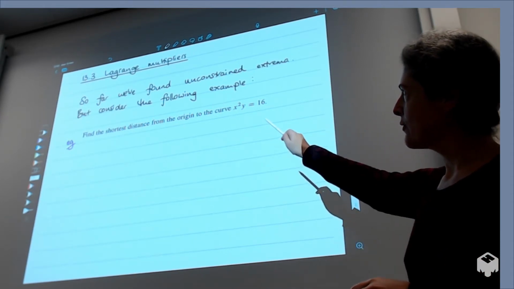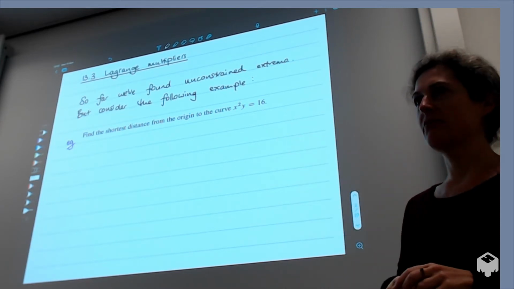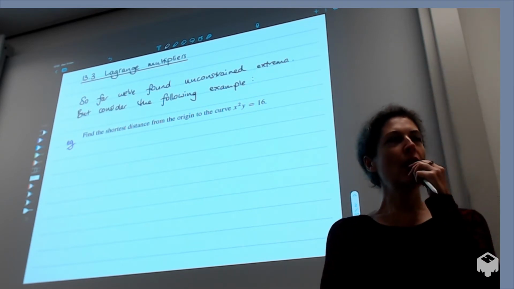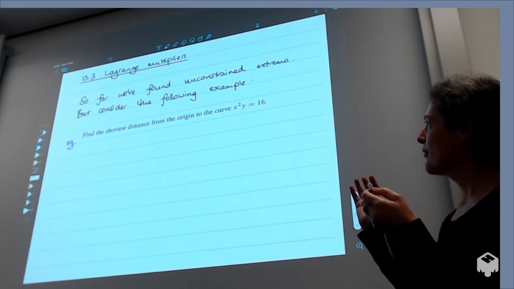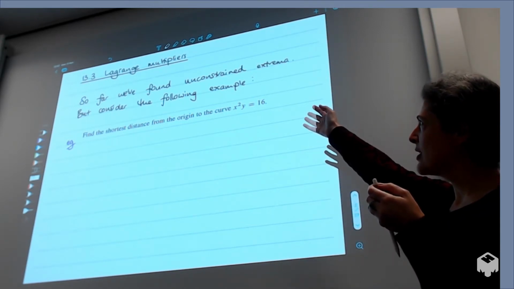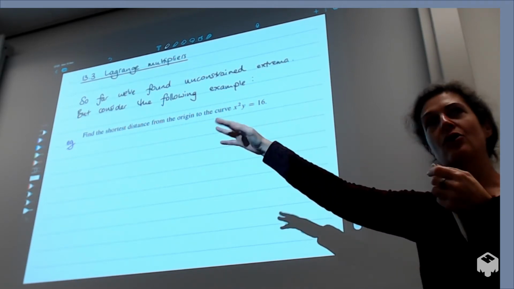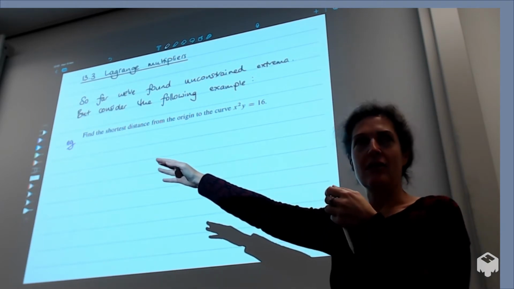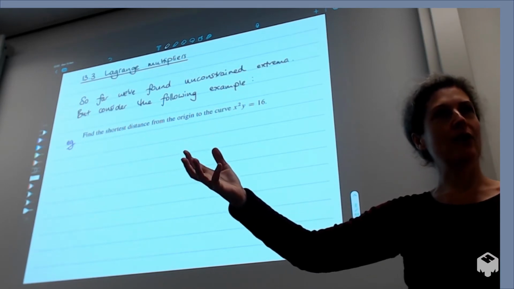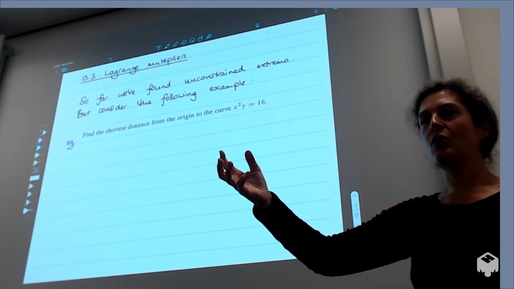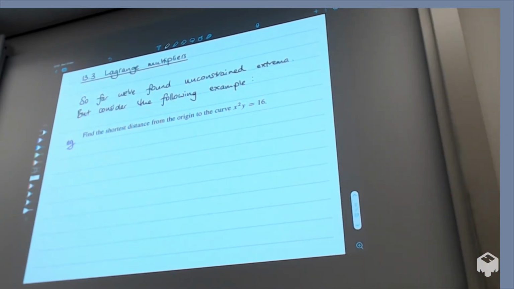Find the shortest distance from the origin to the curve x squared y equals 16. So now, we're not just saying, minimize the distance. We're not saying minimize that curve, which we could do. And we're also not just saying minimize the distance from the origin to a point, because it's from the origin to a point on a specific curve. So what we've got over here, although you might not see it, is a constrained optimization problem.